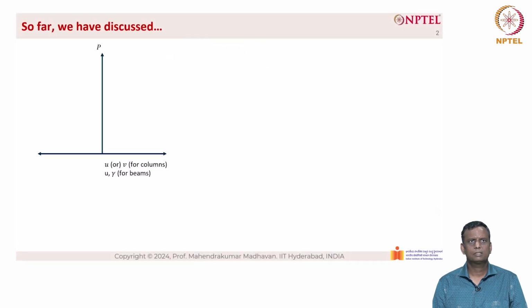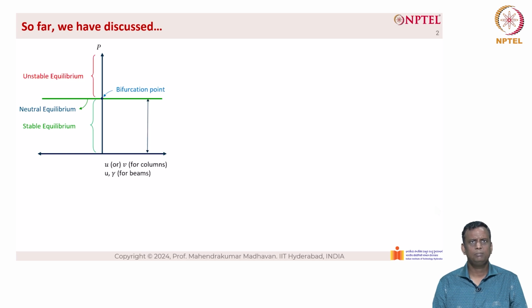So far, we have discussed the buckling of columns as well as the buckling of beams, where P is the applied load and the lateral displacement is given in the x-axis. The lateral displacement can be U or V for columns, and lateral displacement U or the rotation gamma for beams. The point corresponding to that is known as the bifurcation point, where P reaches P critical, and the line corresponding to the bifurcation point is called neutral equilibrium. Below the neutral equilibrium, we have stable equilibrium. Above that, we have unstable equilibrium.